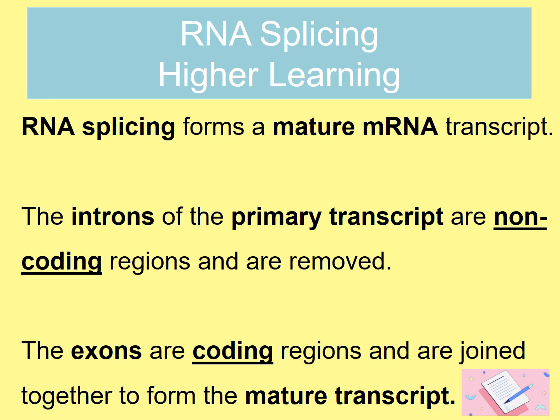So to recap on what I've mentioned in the previous slide, this is obviously just an opportunity for you to take the notes. RNA splicing forms what we call the mature mRNA transcript. Through the process of mRNA splicing, the introns that are non-coding regions from the transcript are removed, and the exons that are coding regions and are going to go into making up the final protein are joined together to form the mature transcript.